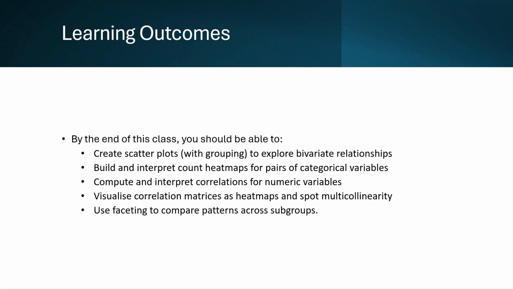So by the end of this class, you should be able to create a scatter plot with grouping to explore bivariate relationships, be able to build and interpret count heat maps for pairs of categorical variables, compute and interpret correlations for numeric variables, visualize correlation matrices as heat maps, and spot multicollinearity, and finally use faceting to compare patterns across subgroups. That's basically what we want to do today.